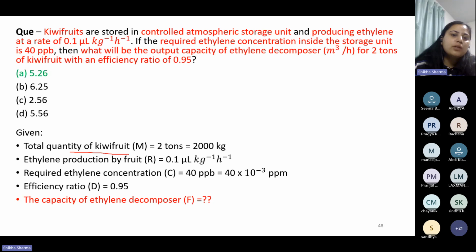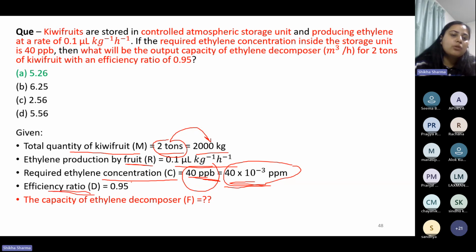It is given in the question that the total quantity of kiwi fruits is 2 ton, which is 2000 kg: 2 into 1000, because it's in tons and we are converting into kgs. Ethylene production by the fruit is 0.1 microliter per kg per hour, and the required ethylene concentration is 40 ppb. It is in parts per billion and we are converting to parts per million, so we multiply by 10 to the power minus 3.